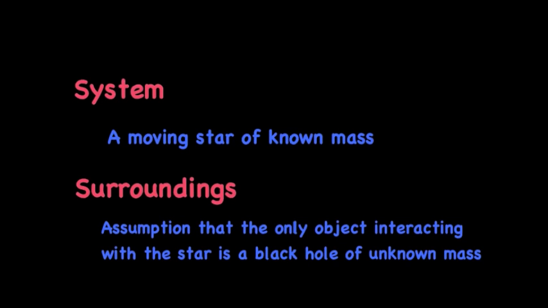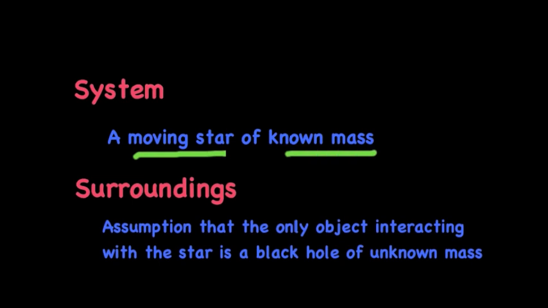For the system, we have a moving star of known mass. And for the surroundings, we make the assumption that the only object interacting with the star is a black hole of unknown mass. In addition to discovering the net force along with its parallel and perpendicular components, we will also discover the unknown mass of the black hole.